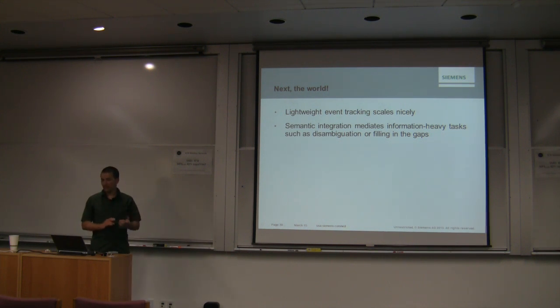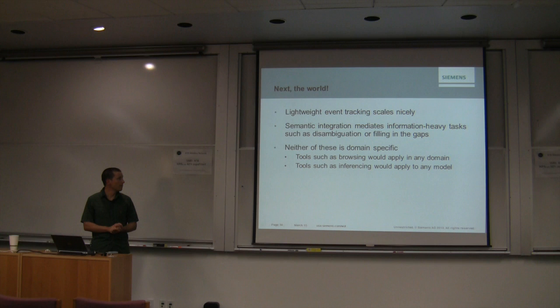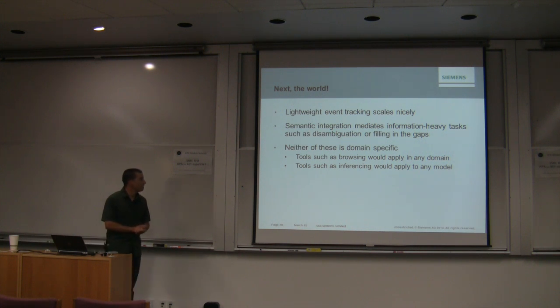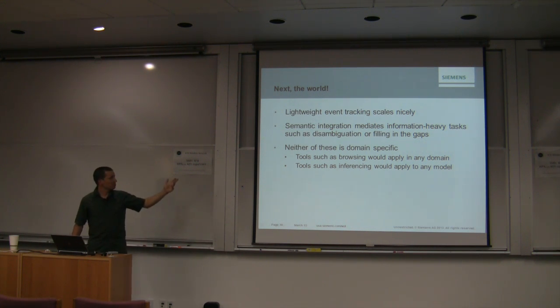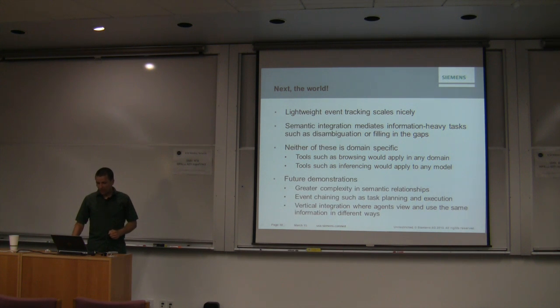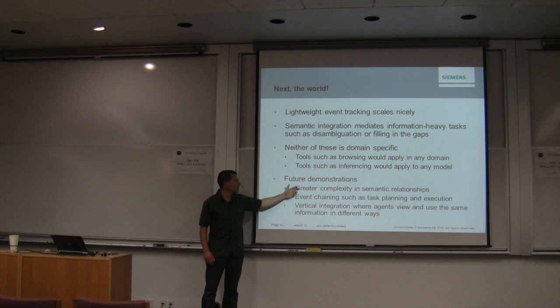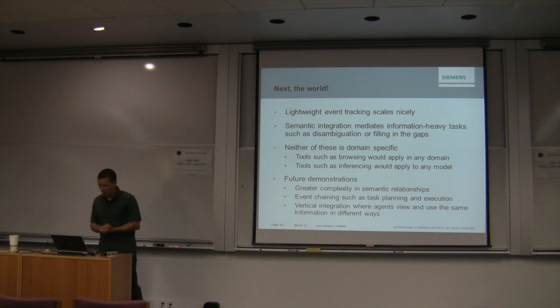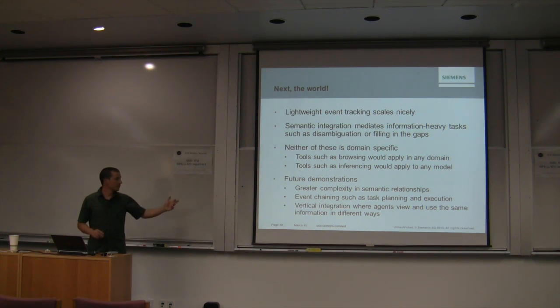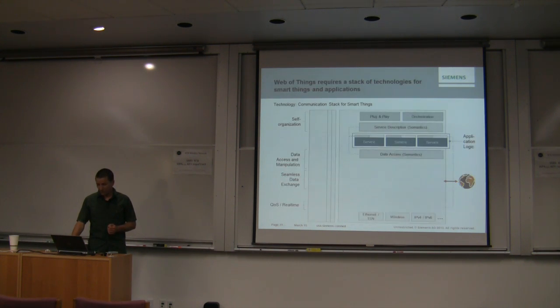Then to have the semantic integration for information-heavy tasks, such as disambiguation of different meanings. Then having that domain agnostic. And using this system now in future demonstrations for greater complexity in semantic relationships, as I said, these units are just one example of how to present that. And we are interested in vertical integration of different applications and domains there.